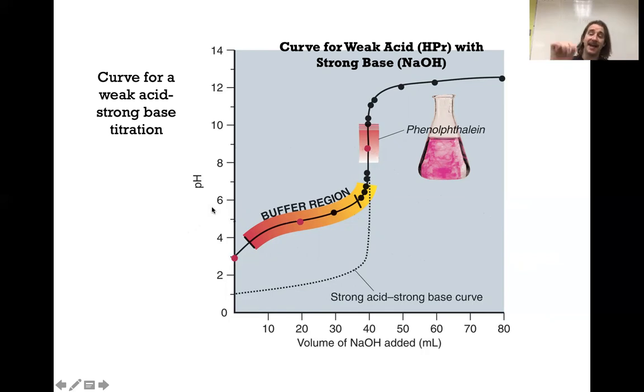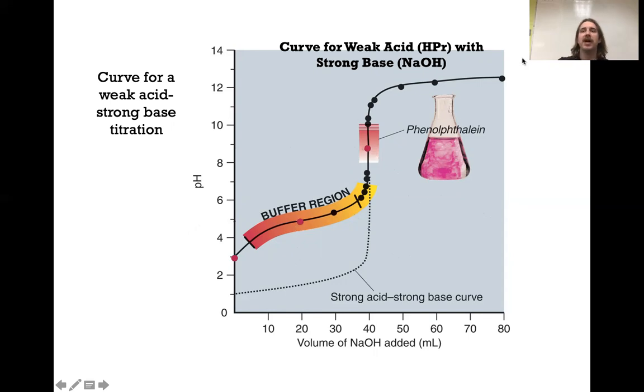For our weak acid, we end up with this buffer region in the middle. And then there's this special point right here in the middle. You'll notice that it is halfway between the volume. Actually, no, it is exactly half. I'm going to estimate here because this isn't quite 40 and this isn't quite 20. Our equivalence point is at 40 mL approximately, right? Half of that, we call the half equivalence point. Here it would be 20 mL. And this is a special value.